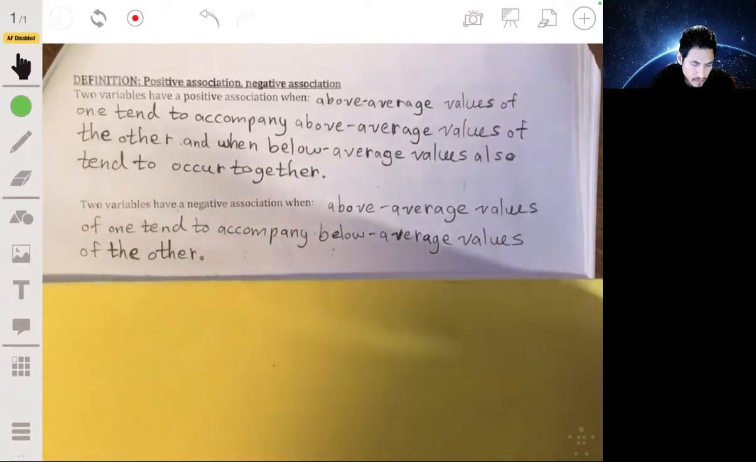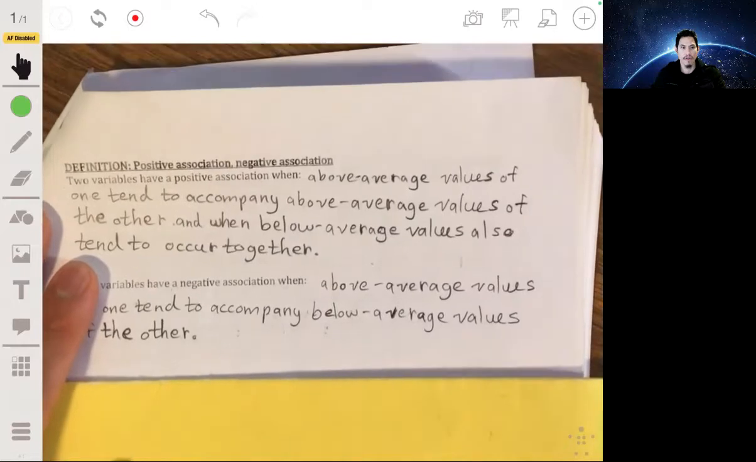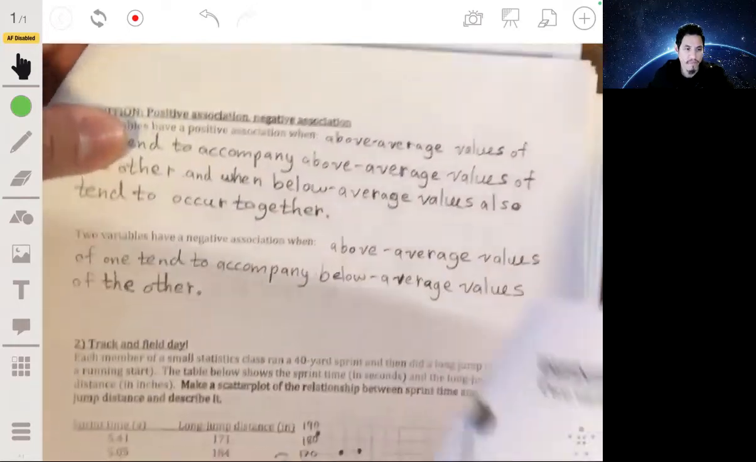So let's go ahead, let's actually do one. Let's create a scatter plot. I would always recommend doing practice problems. That's the best way to learn math. So let's go ahead, let's look at this scenario here.